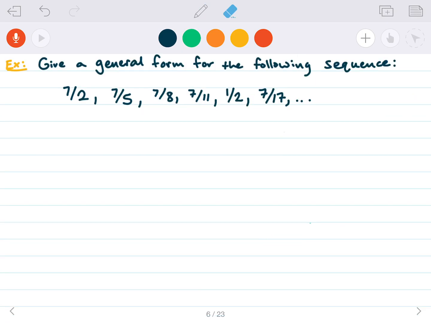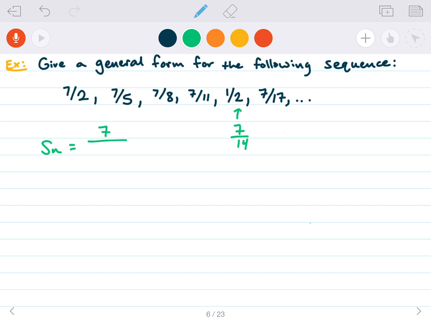Okay, so we want to give a general form for the following sequence. What I encourage you to do right now is pause the video and see if you can come up with a formula for the sequence. The first thing I notice is that the only weird fraction that doesn't look like the others in terms of the numerator is the 1/2. All of the other numerators here have a 7. So I'm thinking here that my rule is going to have a fixed 7. And maybe this thing is going to be 7 over something that reduces, right? Specifically 7 over 14.